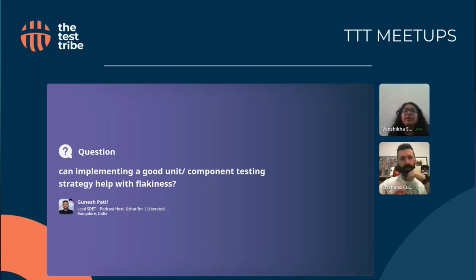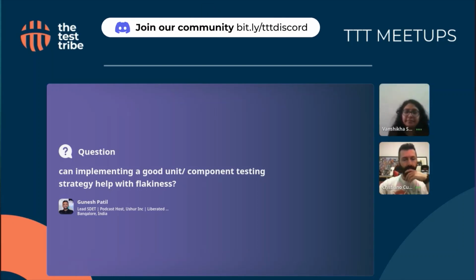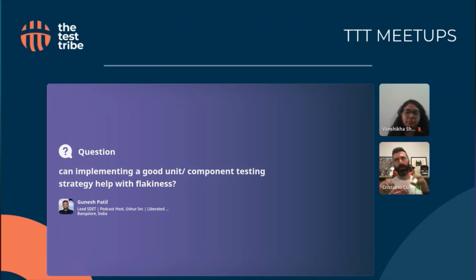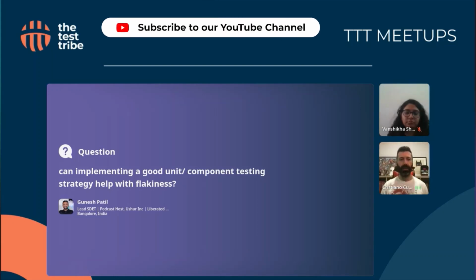The question is, can implementing a good unit component testing strategy help with flakiness? Yeah, for sure. Like I said, you have to have a layered approach, and shift left for me is everything. So you need to invest in the right places, and having good unit and component testing will help a lot. But you need to combine that with the rest of the layers in order to have less flakiness.